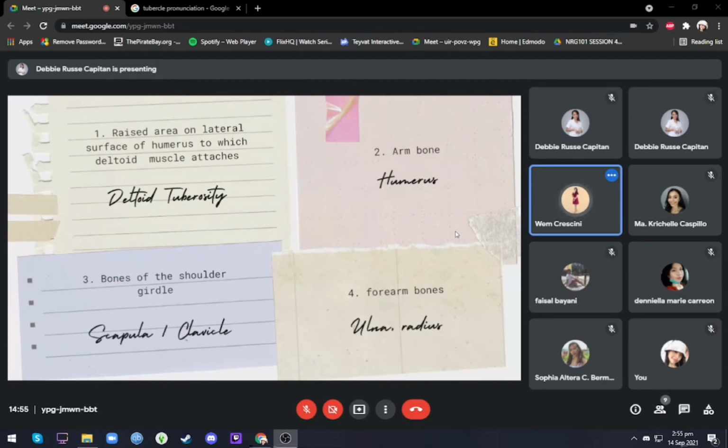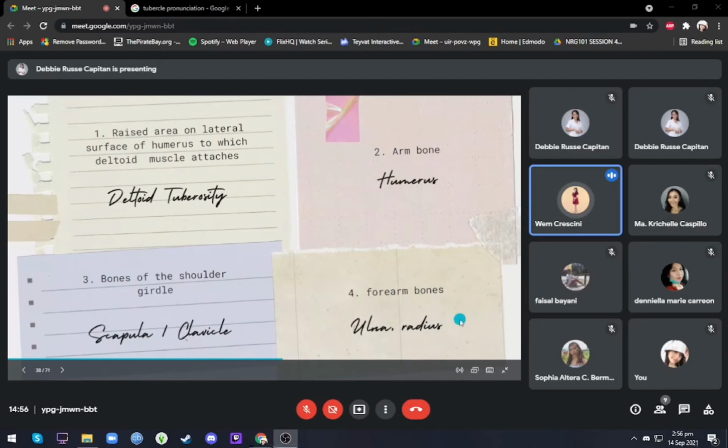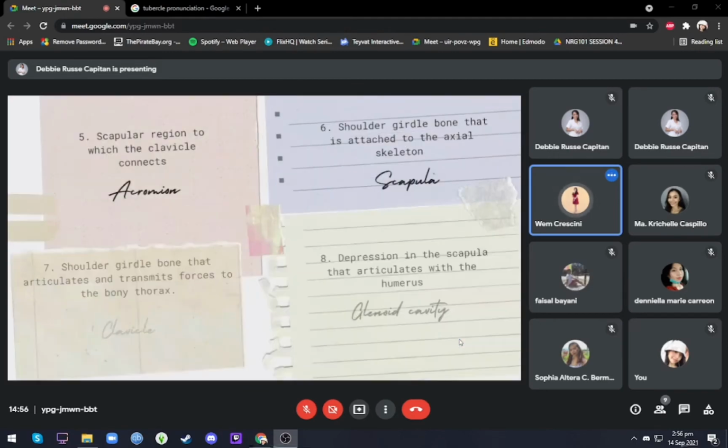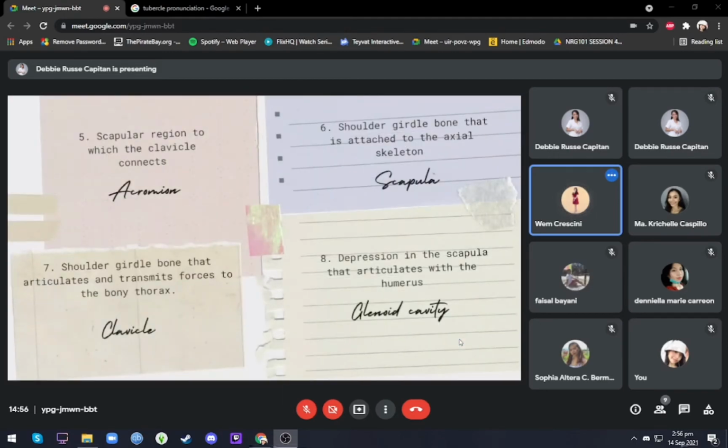Our first item is number one. It is the raised area on the lateral surface of the humerus to which the deltoid muscle attaches. Our answer is the deltoid tuberosity. Number two is the arm bone, which is the humerus. Number three, bones of the shoulder girdle, which are the scapula and the clavicle. Number four, our forearm bones, are the ulna and radius.